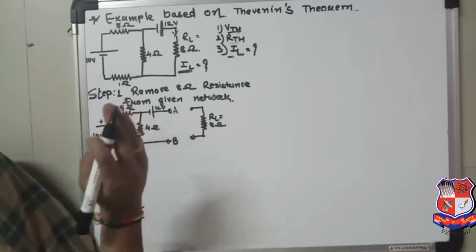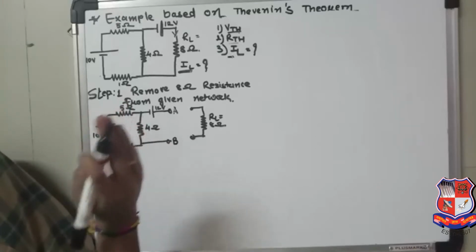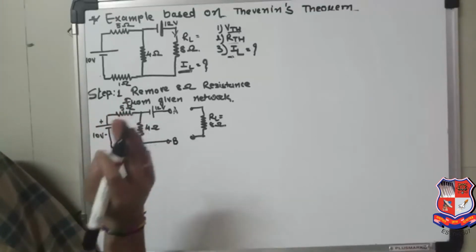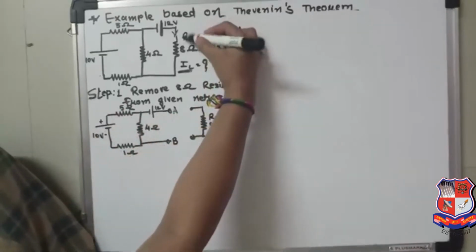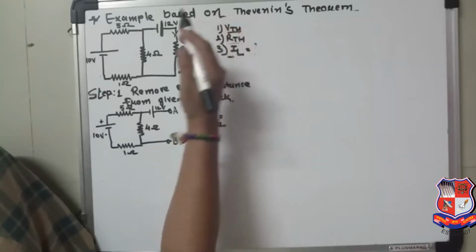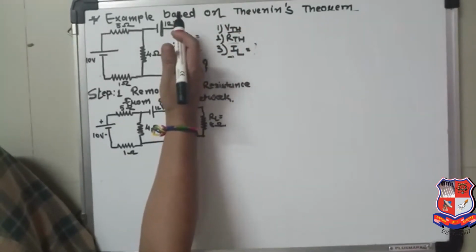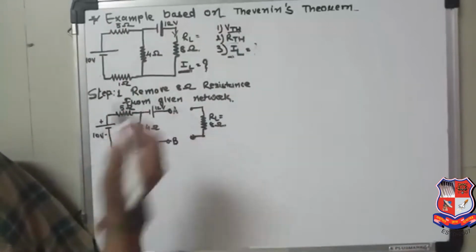First of all, remove the element or component through which you want to find the value of the current from the given network. Here I am going to find the value of the current passing through the 8 ohm resistance. So the 8 ohm resistance is disconnected from the given network, and my circuit will be like this.